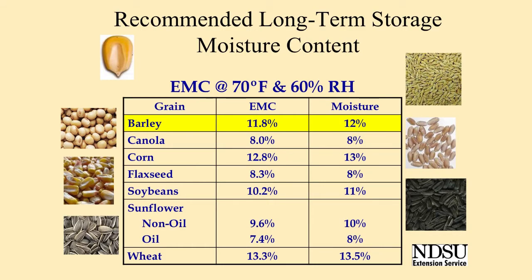Recommended long-term moisture contents permit storing grain at warmer temperatures without grain deterioration due to mold growth. Mold growth starts at about 70% relative humidity. The recommended moisture content is the grain moisture content in equilibrium with air at about 70 degrees and 60% relative humidity. The recommended long-term storage moisture content for barley is 12%. The recommended storage moisture content may be different than the market moisture content.